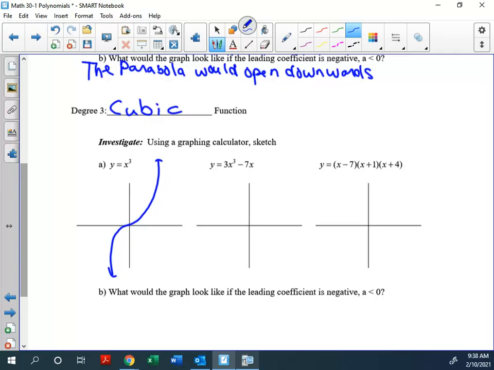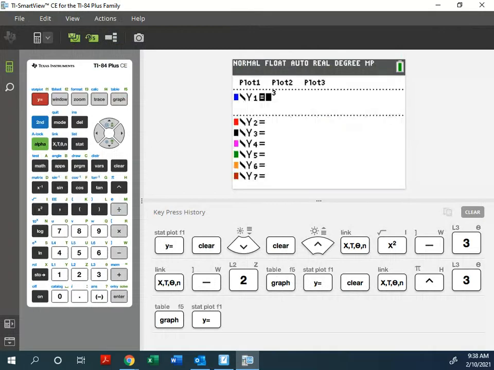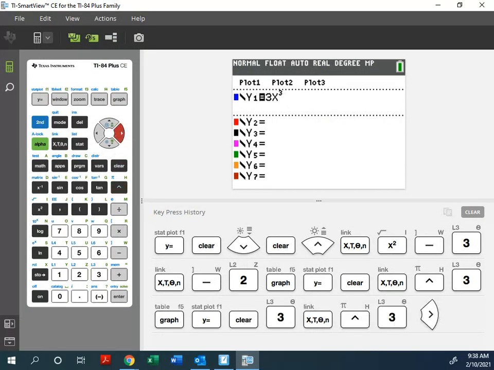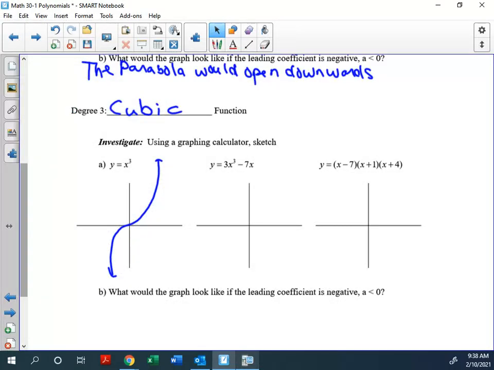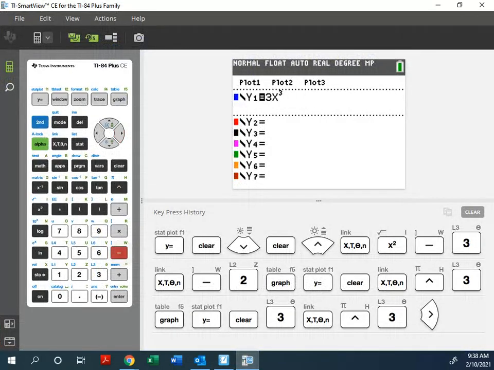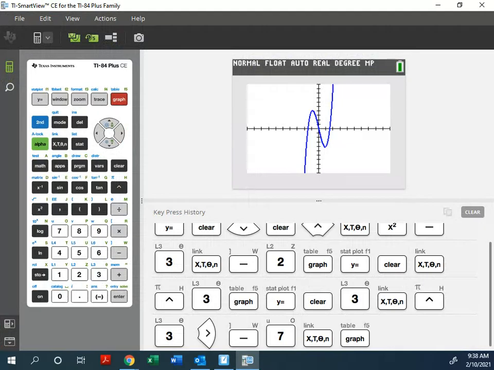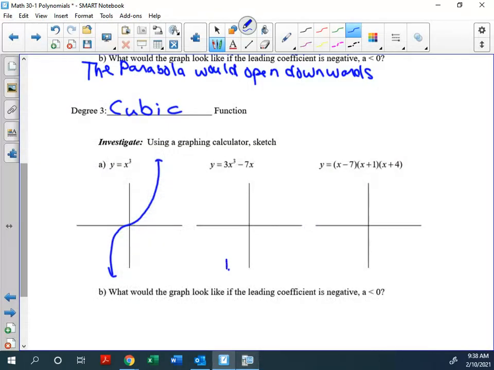So now we've got this 3. Let's clear that out. 3x to the power of 3. Oh, and I've forgotten what it is already. Minus 7x. Okay, what does this look like? Oh, wow, that's a lot different. Okay, so it goes up, down, up. The only thing I'm going to consider really important is it passes through the origin. For now, that's going to be good enough.